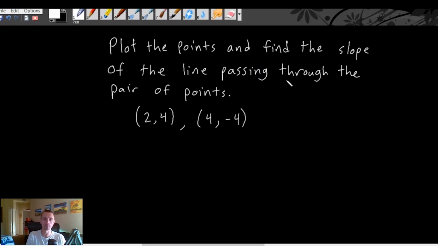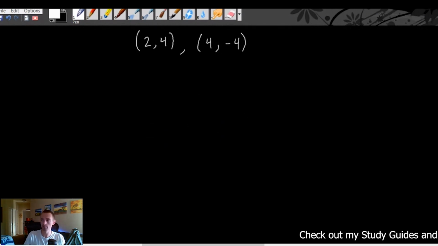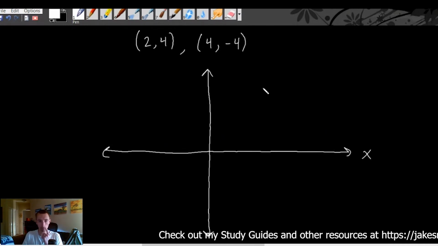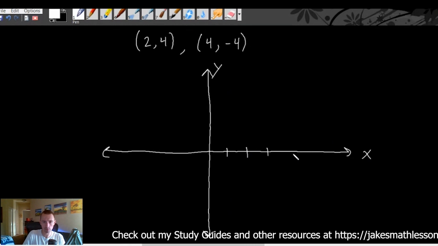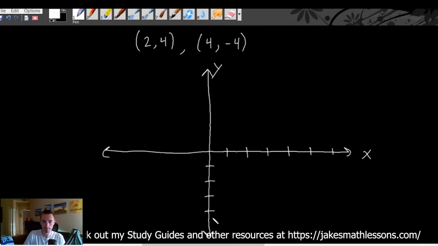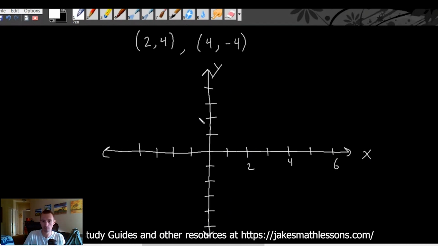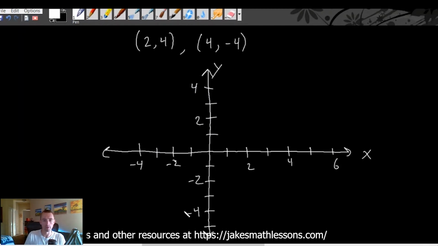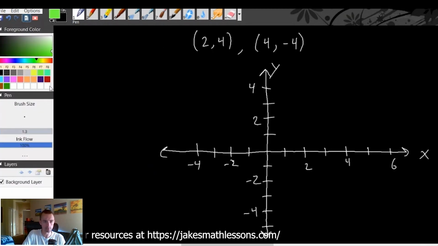Plot the points and find the slope of the line passing through the pair of points. So in this case, we have these 2 points, (2, 4) and (4, -4). Again, we're going to start by plotting these. I will just go ahead and start with our XY axis again. Then we'll start by labeling our axes. Okay, so now we want to start by plotting our points.